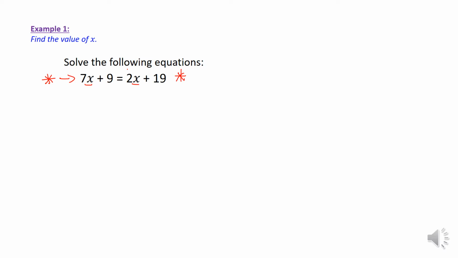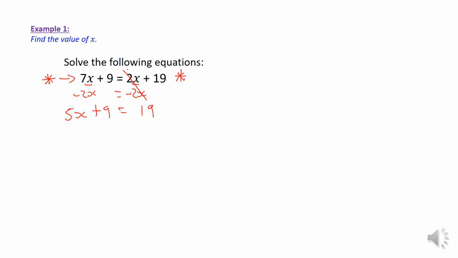Once you've identified which side has the least amount of x's, you get rid of them. So on the right hand side we have 2x, and I need to get rid of 2x by subtracting 2x. Remember, we are solving equations, so to keep this fair, whatever I do on the right hand side I need to do on the left hand side. So I will also subtract 2x from the left hand side. On the left hand side I've got 7x subtract 2x, which is 5x plus 9, and on the right hand side I have just 19.